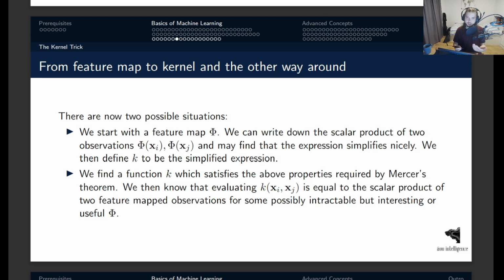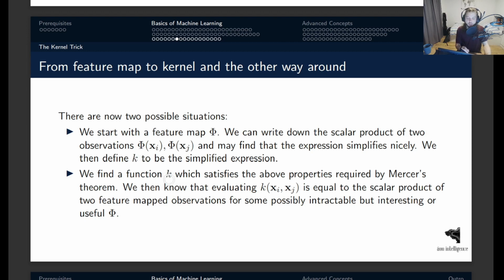Observe that Mercer's theorem gave us equality between the kernel function and the inner product of some feature mapped observations. Now with this equality, we have two possible situations we might be facing. In this first scenario, which arguably is less interesting, we start with a feature map phi we want to apply to our data, to our observations. And in this scenario, we write down the scalar product of two feature mapped observations xi and xj explicitly. It might happen that the scalar product simplifies nicely, and in that situation, we define k to be the simplified expression.